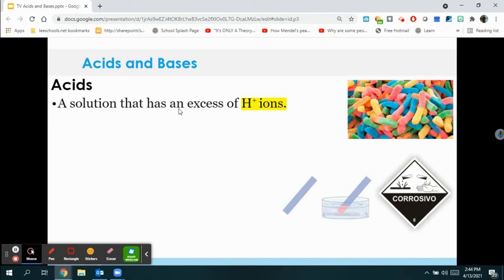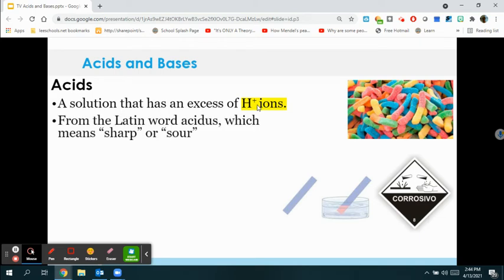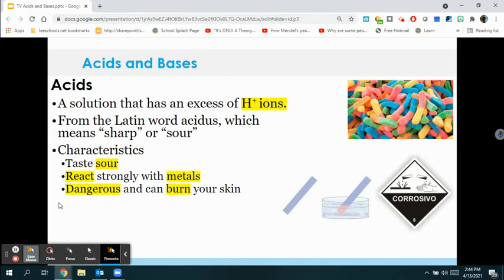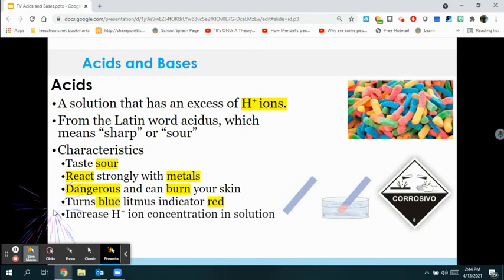Acids: a solution that has an excess of H+ ions, from the Latin word acidus, which means sharp or sour. Characteristics: they taste sour, react strongly with metals, are dangerous and can burn your skin, turn blue litmus indicator red, and increase the H+ ion concentration in a solution.